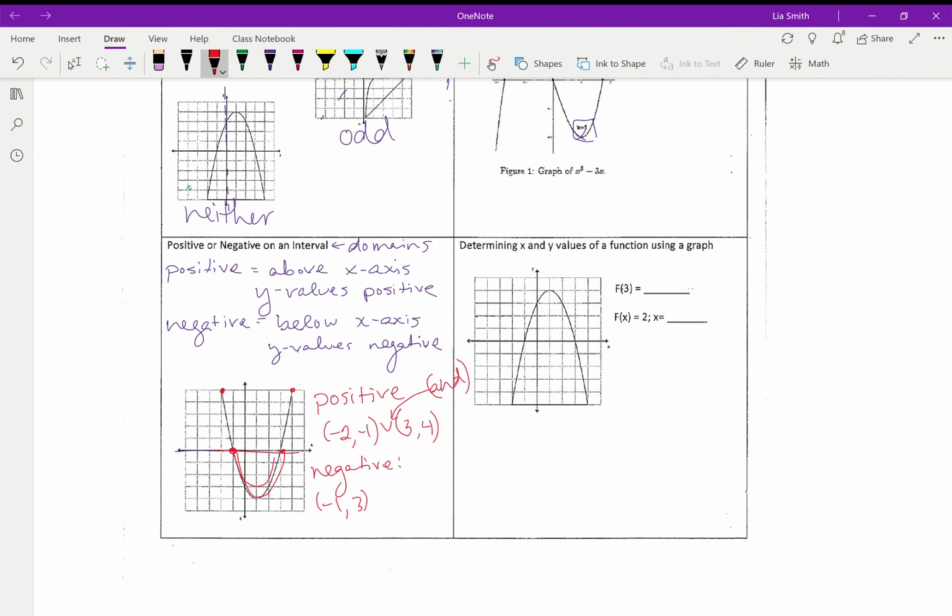Finally, you have determining x and y values. We've already talked about this in the last unit, but just as a recap, if we say f of 3, we're saying x equals 3, so what does y equal? So you go over to your graph and you say x equals 3, so what does y equal? 0. If we say f of x equals 2, we're saying y equals 2, so what does x equal? So we come up here and we say, okay, when y is 2, we've got a point here and a point here. So I actually have two possible x's, one at -1/2 and one at positive 2.5.